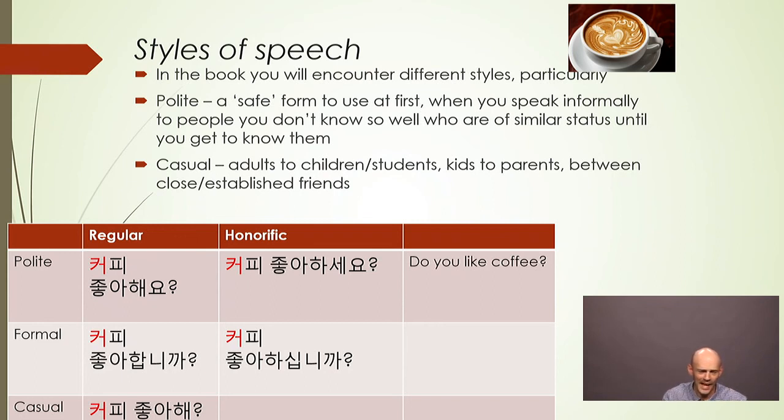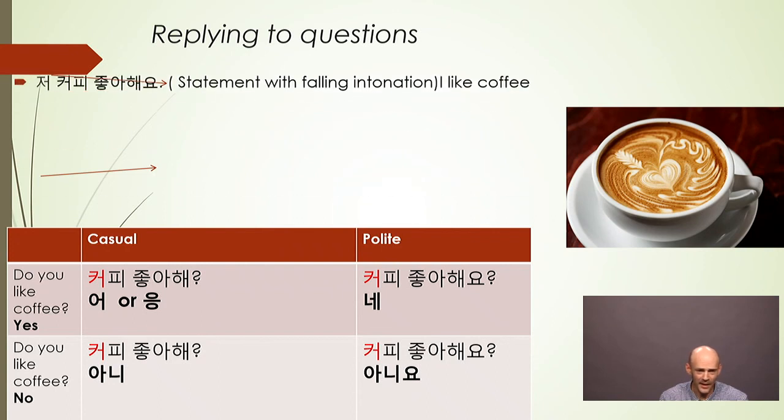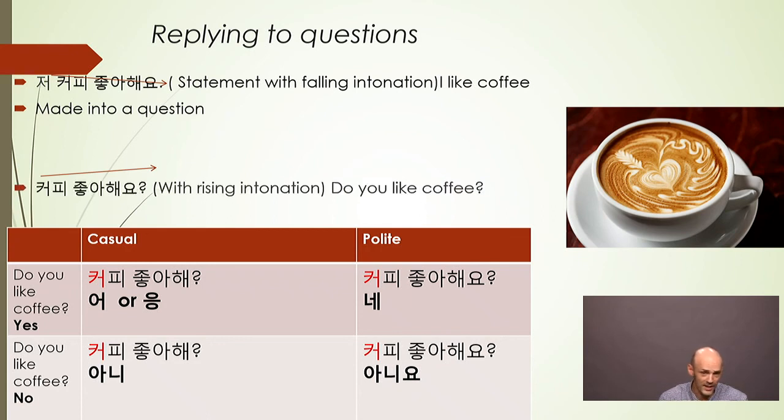Okay, so let's have a look now at intonation in yes-no questions, and also responses to yes-no questions in the polite and in the casual form. So basically, statements have falling intonation, generally speaking. So, 저 커피 좋아해요. I like coffee. If you were to turn that into a question, it'd just be rising intonation. 커피 좋아해요? Do you like coffee?